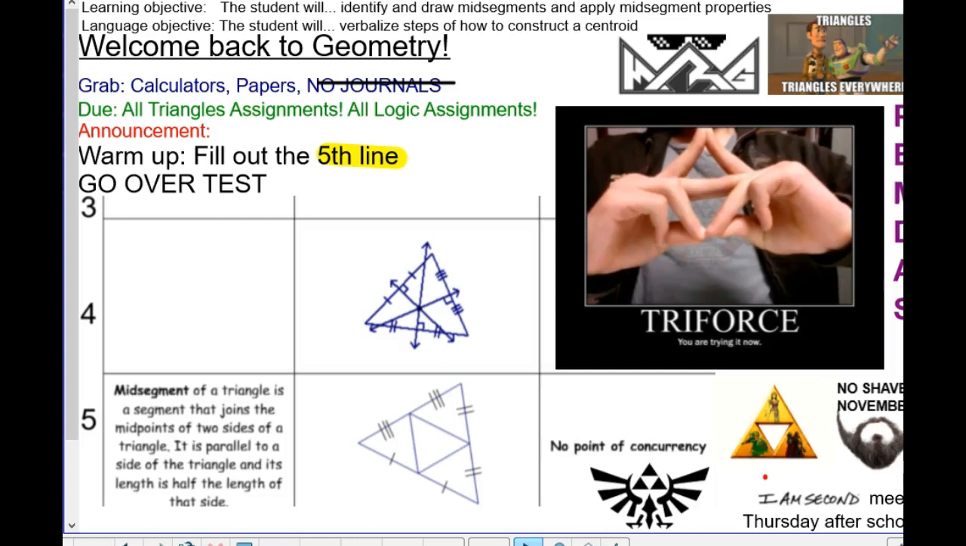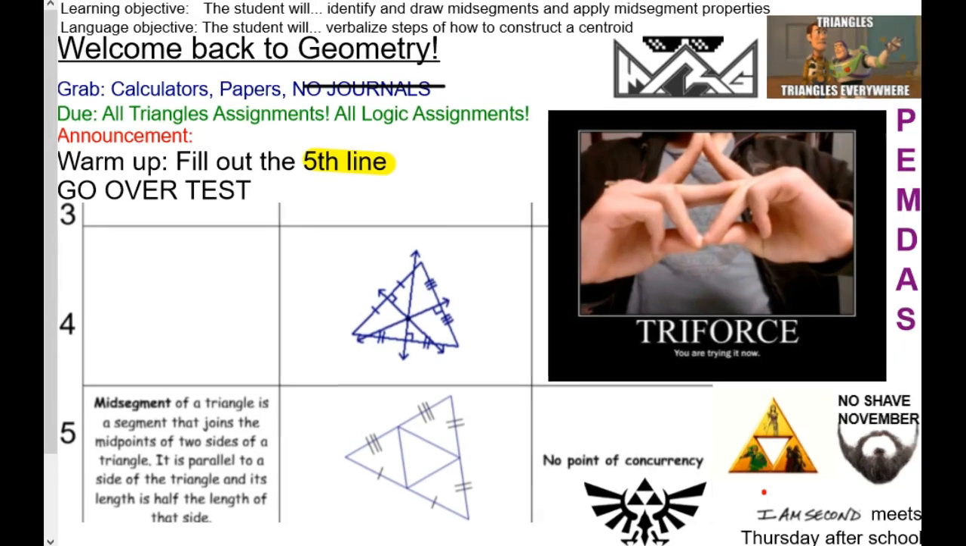All right, so today we are continuing to do centers of triangles. Our objective is that the student will identify and draw mid-segments and apply mid-segment properties, because we're going to have a theorem on it today, as you see on your notes.